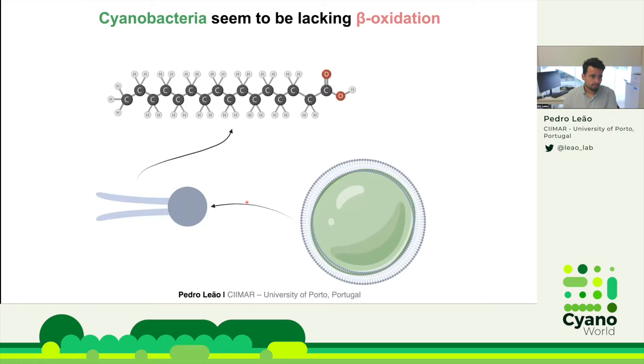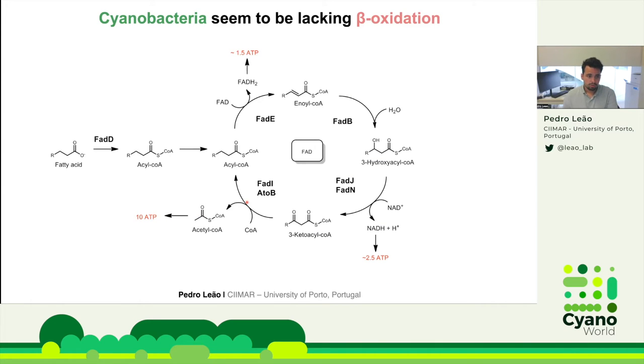Cyanobacteria have an extensive membrane system with many fatty acyl groups, but they don't seem to be able to degrade them for energy, at least using that beta-oxidation pathway that we all learn in biochemistry, which is exemplified here, which usually commits the fatty acids to degradation through generation of a thioester with coenzyme A. And then there's two-carbon degradation rounds that release CoA and energy.